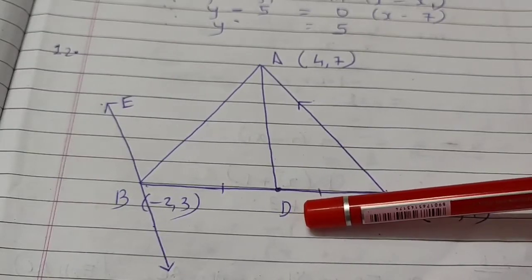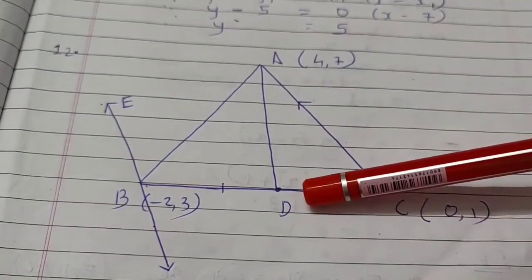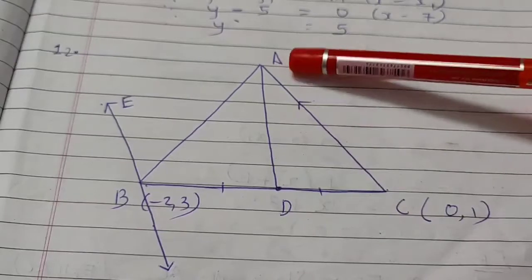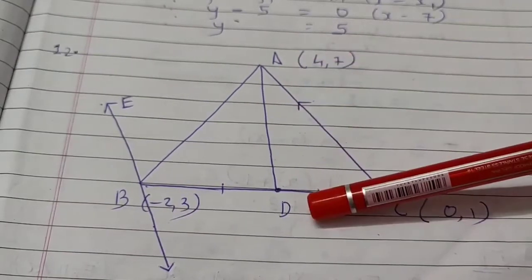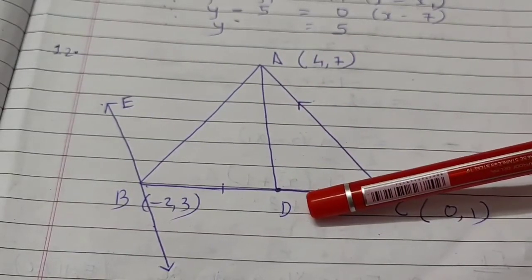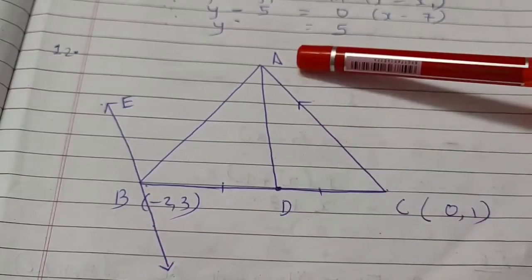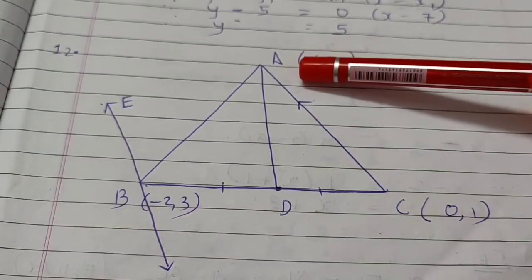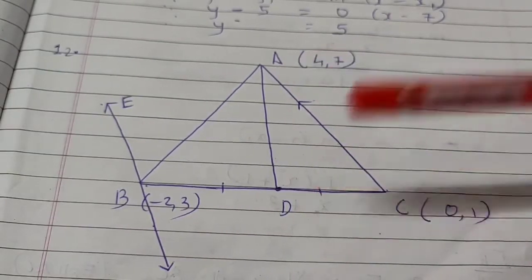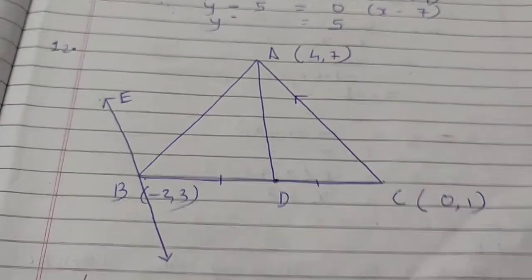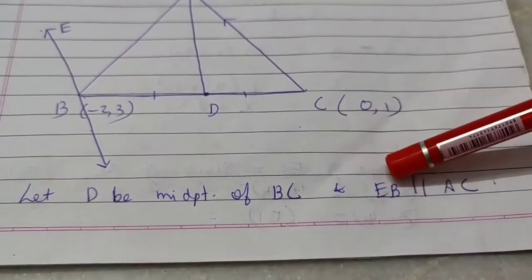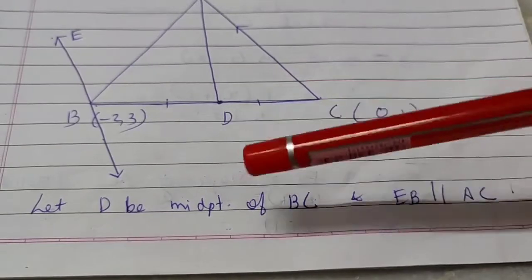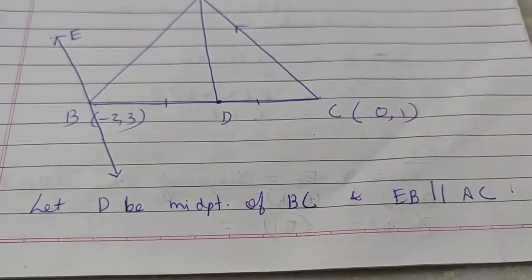So I got 2 points here, A and D. So this is type 3. If I have 2 points, from that I can find the slope. Once I find the slope and I have 1 point, I can use the slope point form to create the equation. So let D be the midpoint and E be parallel to AC, because these things were not given in the question. Always draw diagrams.